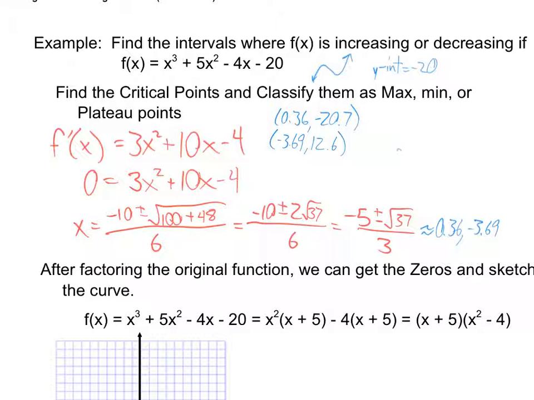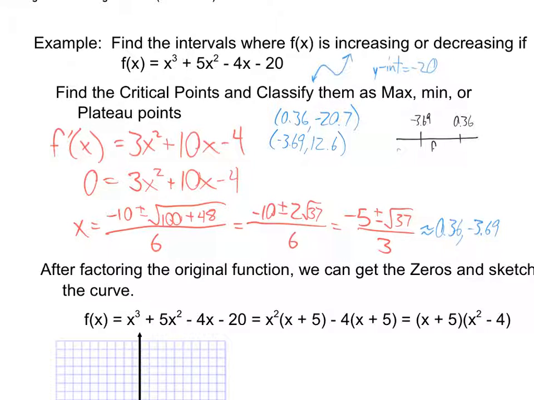But the way we can confirm this is with a sign diagram. If you remember what we were doing earlier, we have our critical values, so negative 3.69 and a positive 0.36. To make our sign diagram, you can pick any number you want in those ranges: anything below negative 3.69, anything between the two critical values, and then anything above. And we plug those into the derivative.